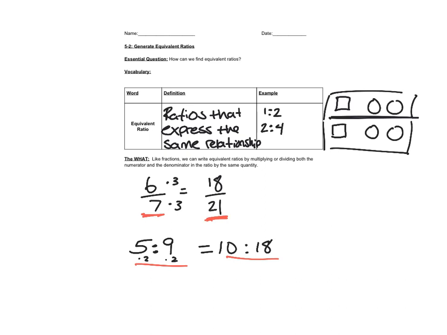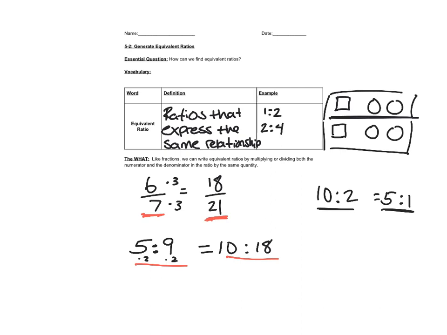Same thing when we're dividing. So if I have like 10 to 2, I can divide both 10 and 2 by the same number. In this case, I'm going to divide them both by 2. 10 divided by 2 is 5, and 2 divided by 2 is 1. I get 5 to 1. So 10 to 2 is equivalent to 5 to 1, just like with fractions. We already know how to do this with fractions.